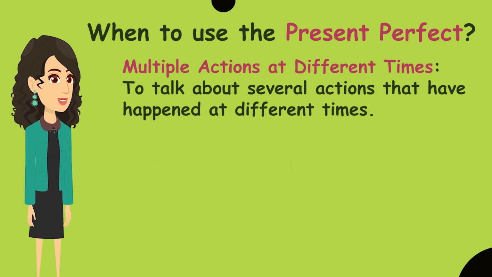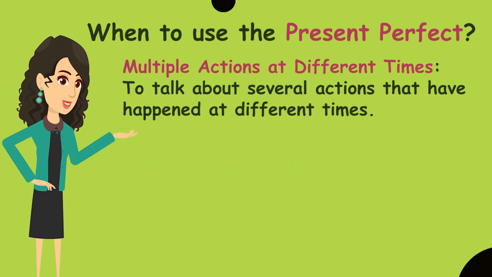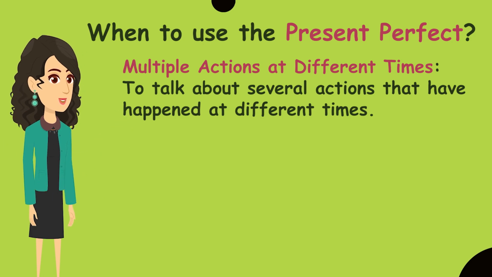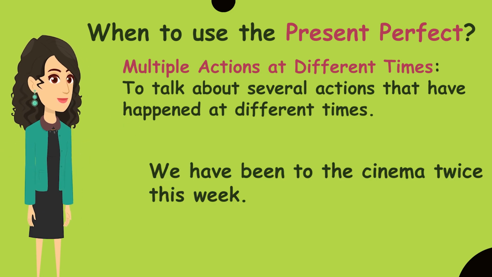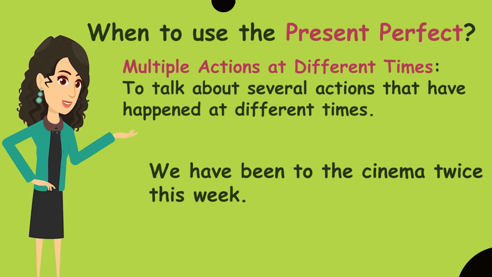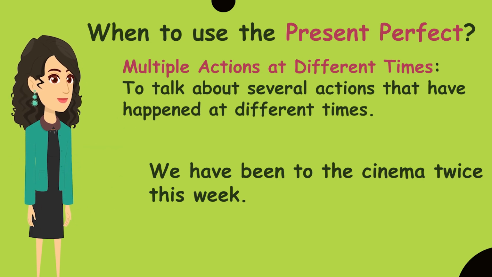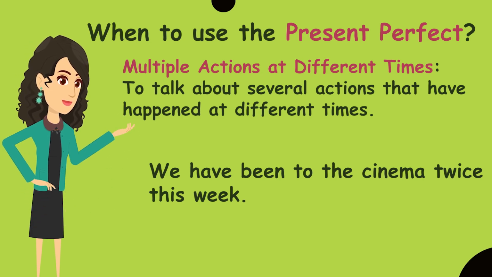And finally, we use the present perfect for multiple actions at different times. When we talk about several actions that have happened at different times, for example, we have been to the cinema twice this week.